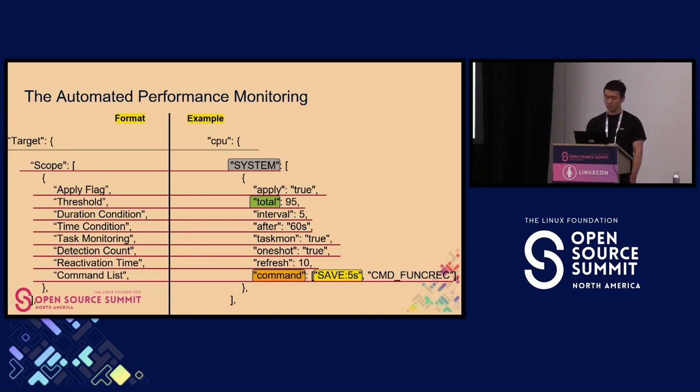Summarizing the example on the right, it means monitoring CPU usage at the system level. If the total CPU usage remains above 95% for 5 seconds, automatically execute the following two commands. The commands may be built-in Guider commands, starting with save, that generate performance reports based on collected data, or external shell commands that are executable. I will explain more about the contents of the performance report later.